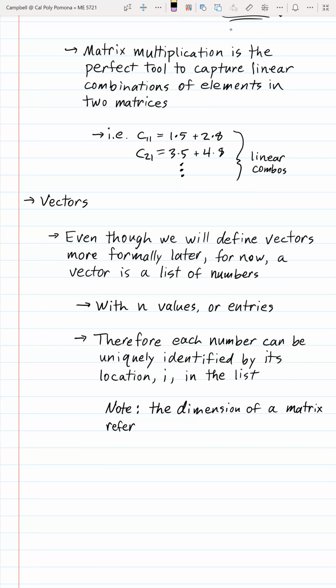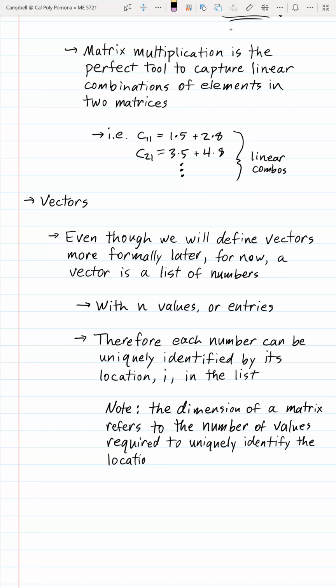refers to the number of values required to uniquely identify the location of any and all particular entries.